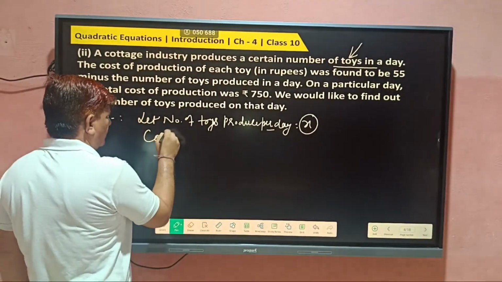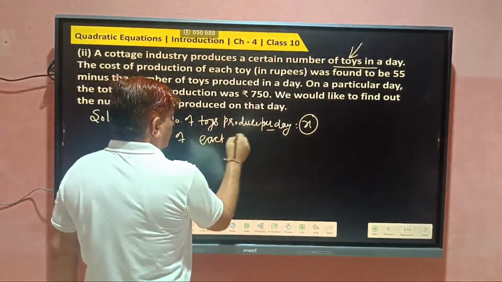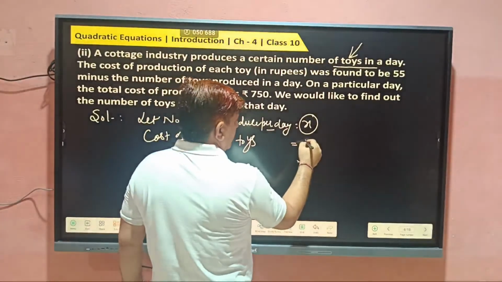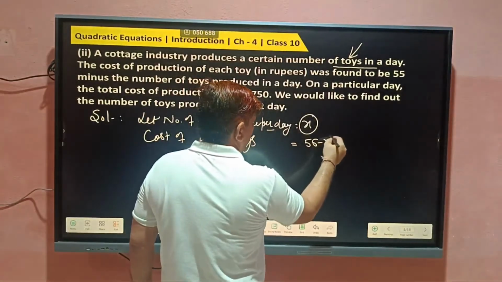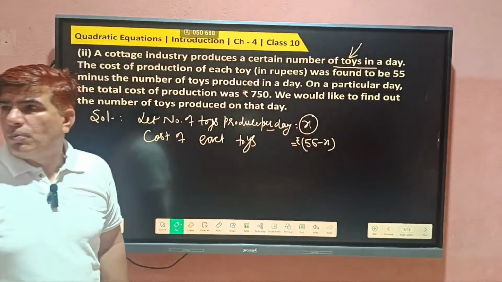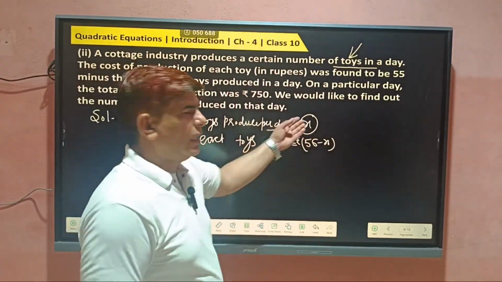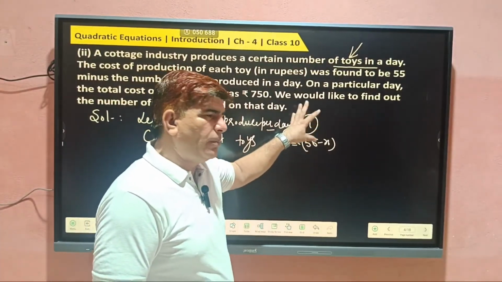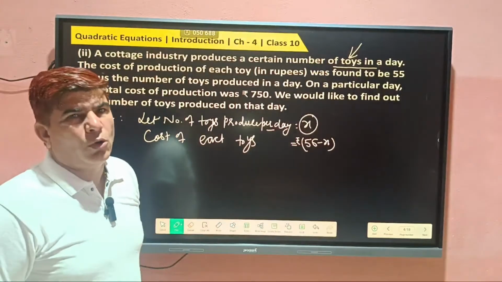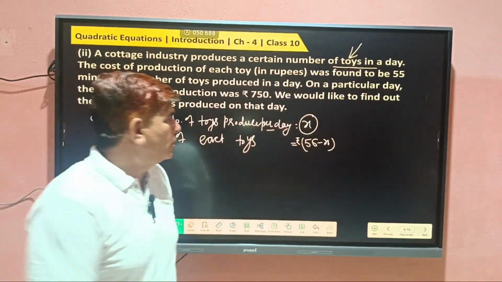Cost of each toy is how much? 55 minus X rupees. But on a particular day, it produced how many toys? X. So if you multiply these two, what do you get? The total cost of production of toys on a particular day.